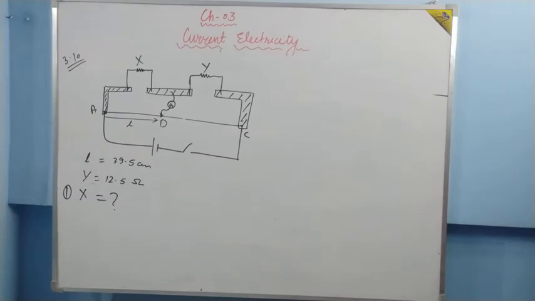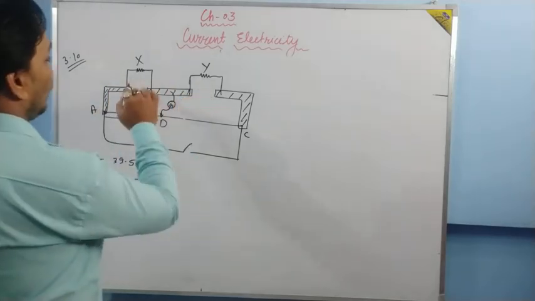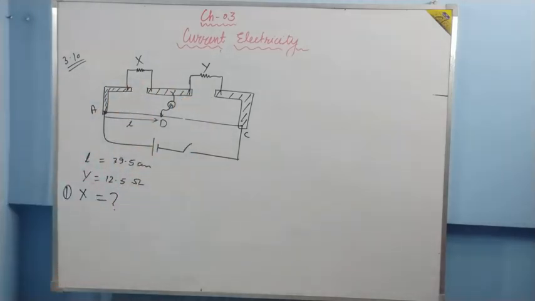Now the next part starts. Determine the value of the balance point of the bridge if X and Y are interchanged. In place of X it is Y, in place of Y it is X. Then you need to find out the balance point. What happens if the galvanometer and cell are interchanged at the balance point of the meter bridge? Would the galvanometer show any current?